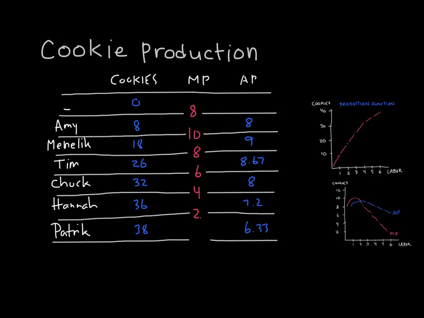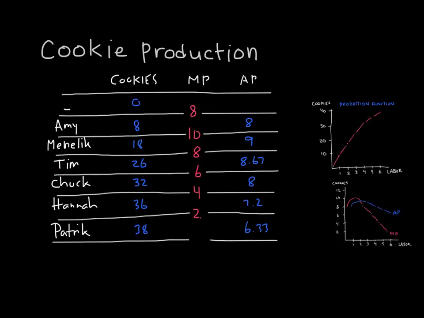We could also calculate the average product. How many cookies did we get on average when we added 1, 2, 3, 4, 5, and 6 workers? So with only 1 worker, we had 8 cookies on average. But with 2 workers, we got an average production of 9. 3 workers, 8.67; 4, 8; 5, 7.2; and 6, 6.33. Note how we did this. We just took the number of cookies and divided by the number of workers. 18 divided by 2, 26 divided by 3, and so forth.